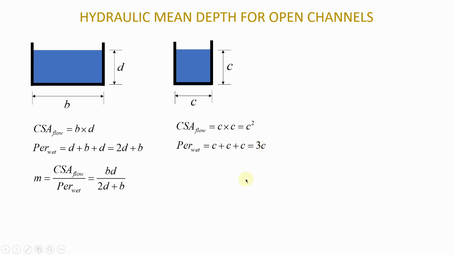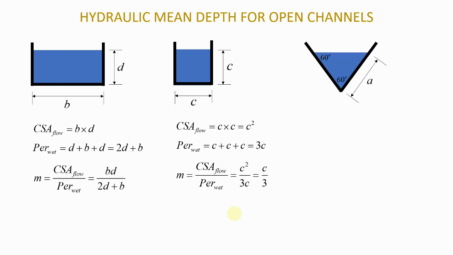So now to find the hydraulic mean depth, all we need to do is to divide the cross-sectional area by the wetted perimeter. So when you do that, you have C squared divided by 3C, and it's equal to C over 3. So that will be the hydraulic mean depth when you have an open channel with a flow of water that's got a square cross section. Let us look at another example.